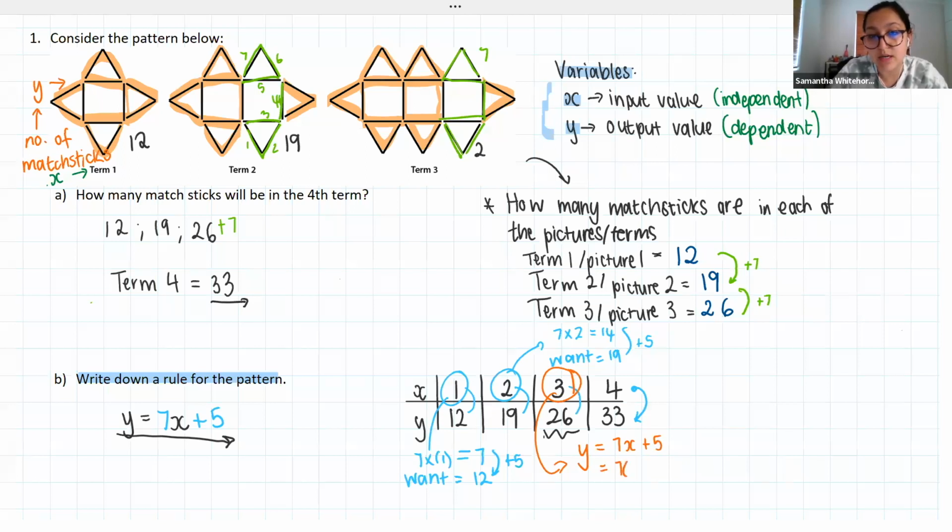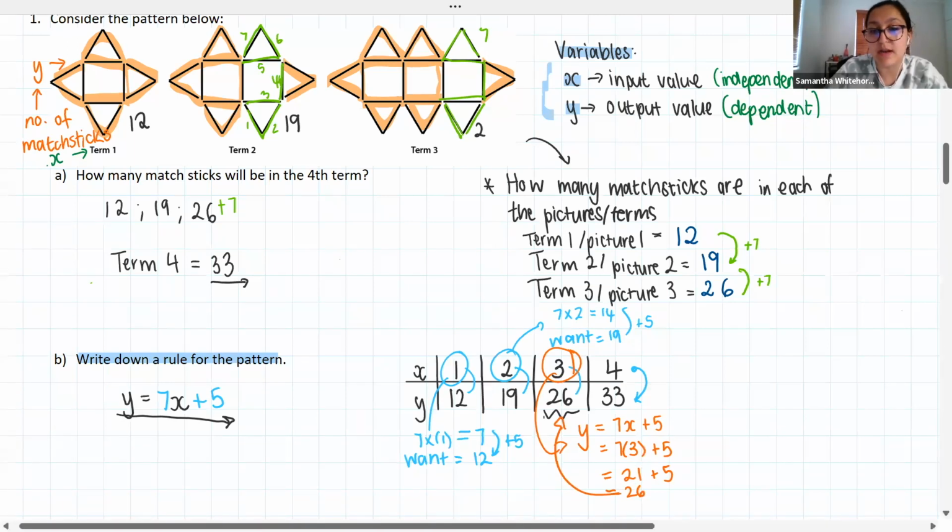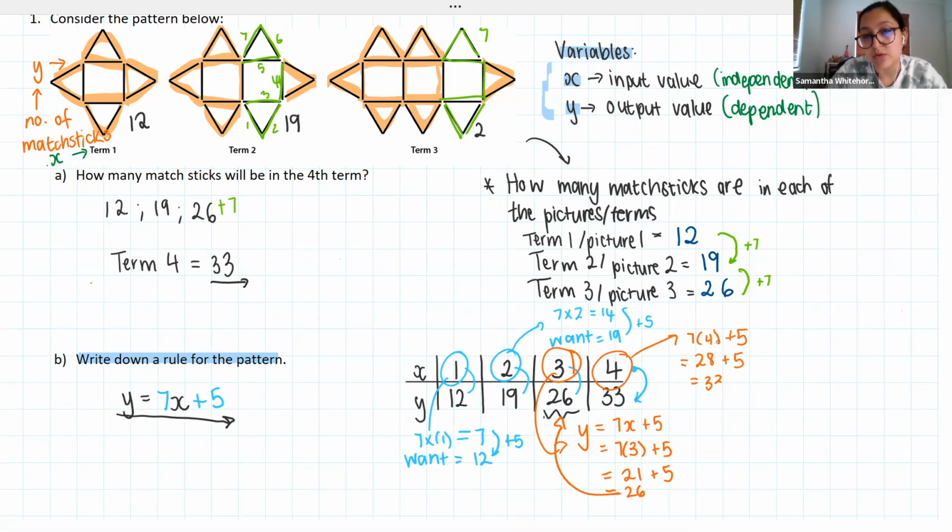So 7 times 3 plus 5 is 21 plus 5, which gives me 26. And that is the output value that I have there. If I do the same thing with 4, 7 times 4 plus 5 is equal to 28 plus 5, which is equal to 33, which is my output value.